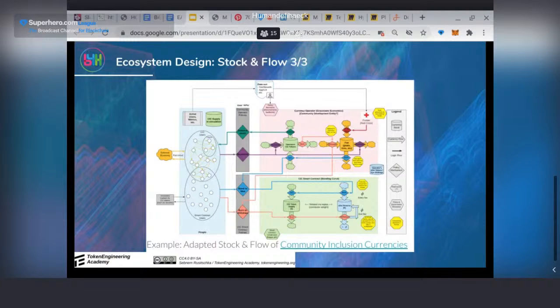When you do that, you will find something like this. You can do this again in Miro or Google. I think it's Google Charts, Google Flows, Google Draw. Google Draw also has very cool features to map a system like this one.